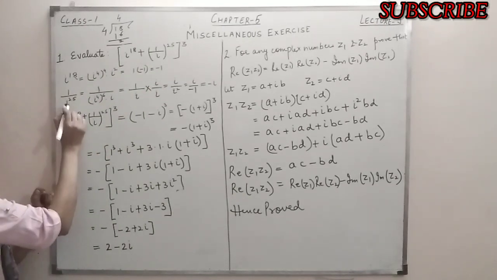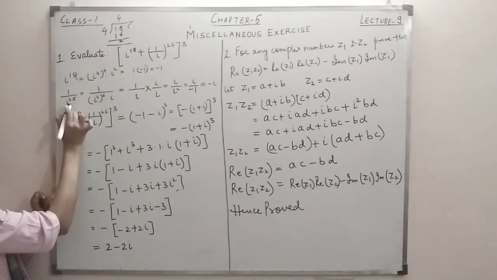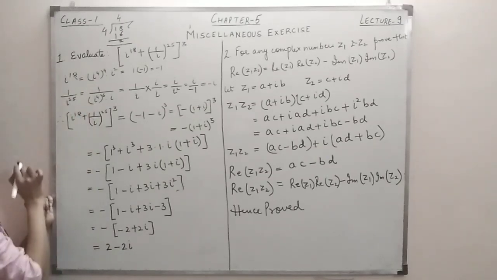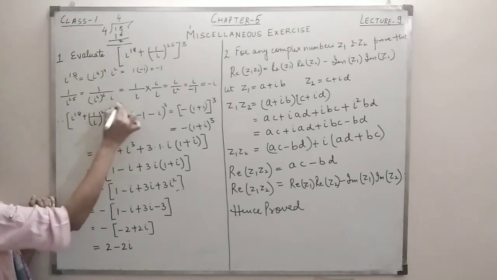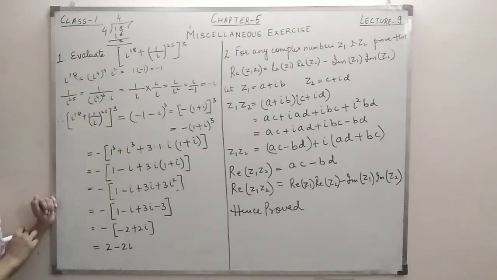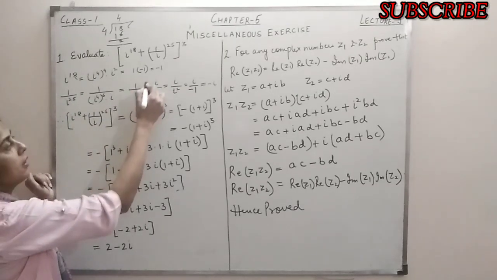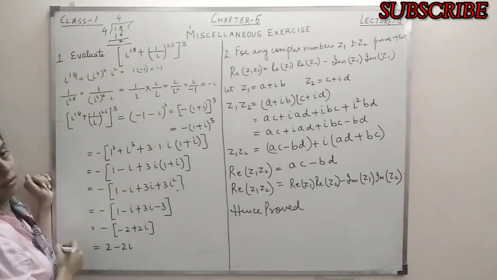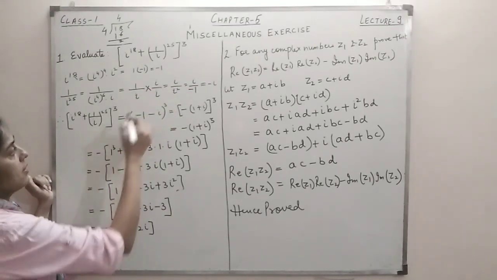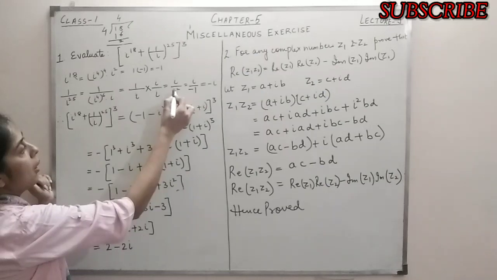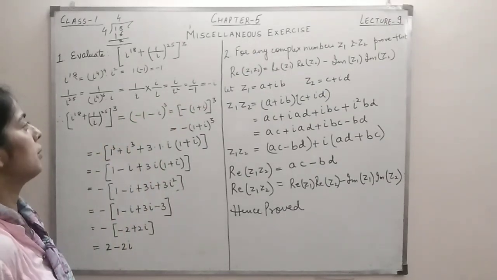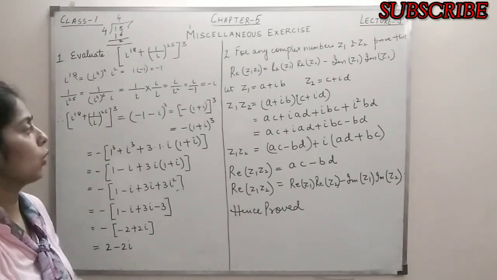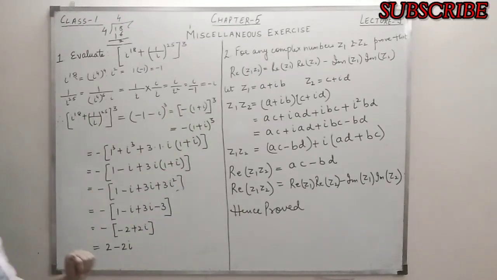Now 1 upon iota 25. Again 25 divided by 4. What's the remainder here? That is 1 only. So it means we have to find out 1 upon iota. Multiply the numerator and denominator with iota, rationalize this. That is iota upon iota square. Iota square we know is minus 1. So it will equal minus iota.